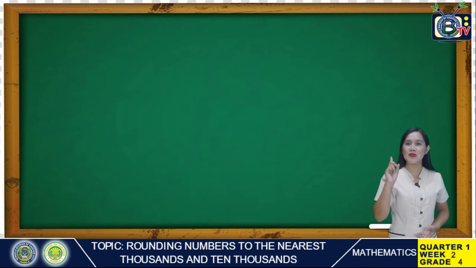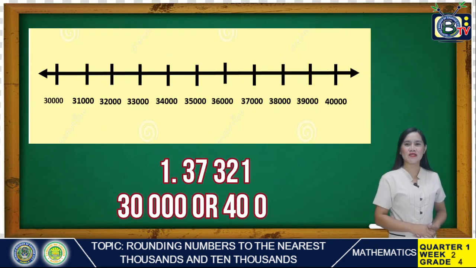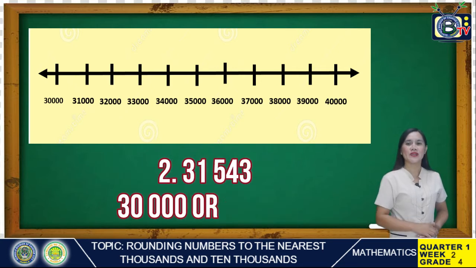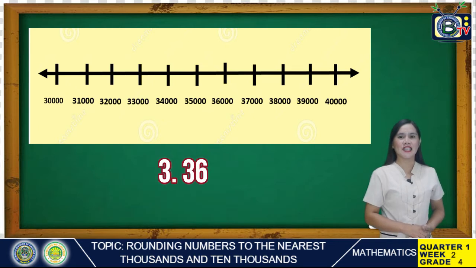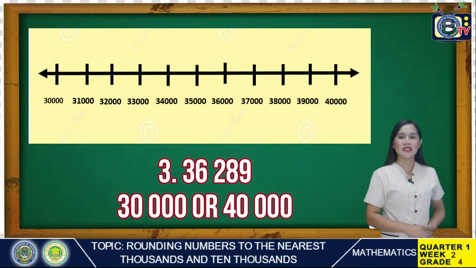For item number 1, 37,321. Is it nearer to 30,000 or 40,000? Item number 2, 31,543. Is it nearer to 30,000 or 40,000? Item number 3, is 36,289 nearer to 30,000 or 40,000?